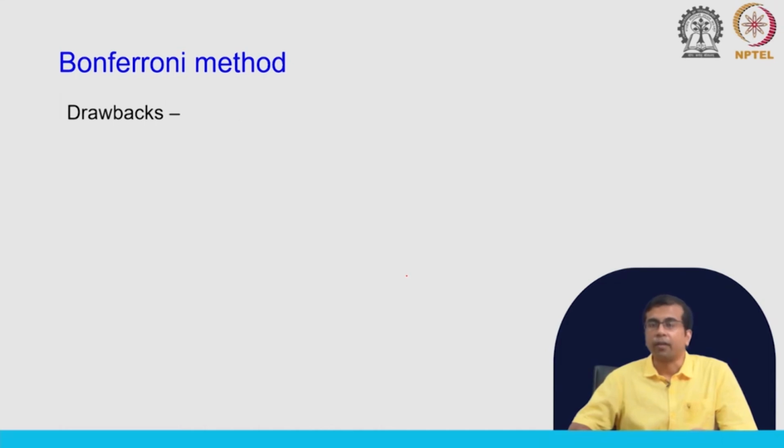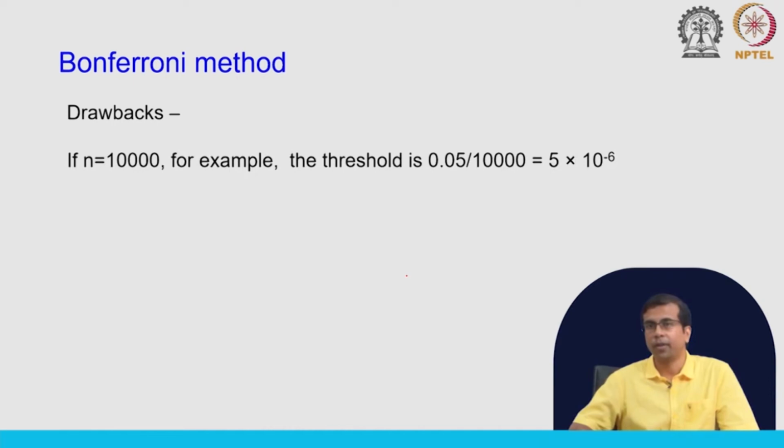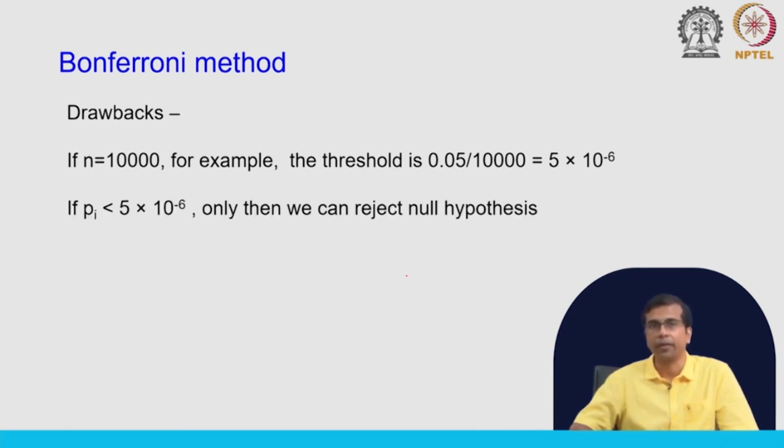What are the drawbacks of Bonferroni correction? One of the things you can probably imagine is that if n equals 10,000, for example, the threshold is 0.05 divided by 10,000, and it becomes 5 into 10 to the power minus 6. If you are doing more statistical tests, this value will be reduced much further. So, you will get maybe 10 to the minus 7 or 10 to the minus 8 as the cutoffs.